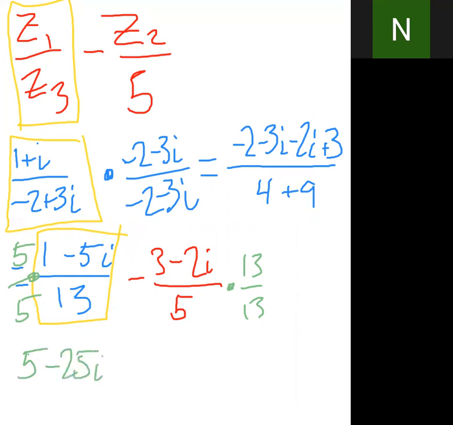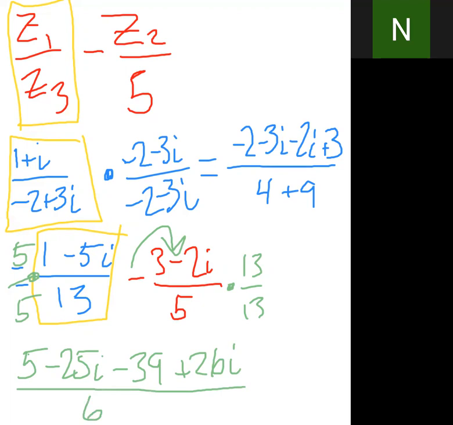and this one, I'm going to go ahead and distribute the negative to each term just to make this easier. So this is going to be minus 39, and I have to distribute the negative, so this becomes plus 26i, and all of this, our common denominator is 65. And then I'm going to simplify the numerator. So I end up with negative 34 over 65, plus i over 65.